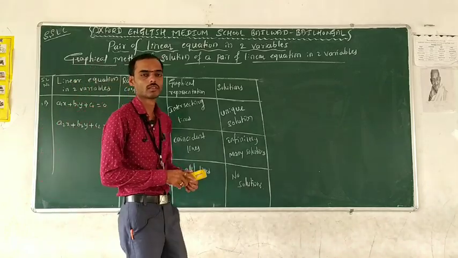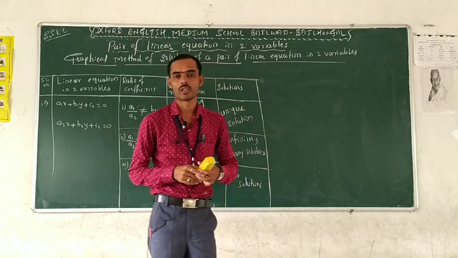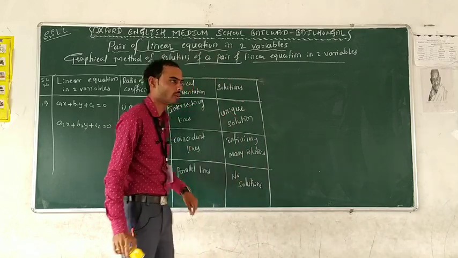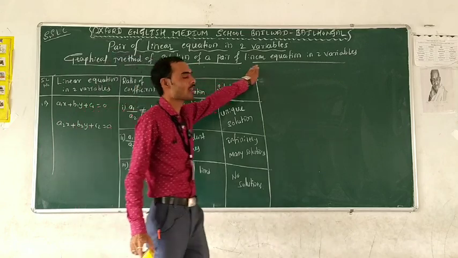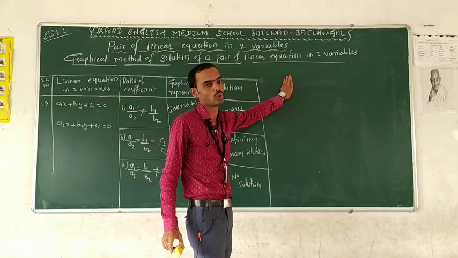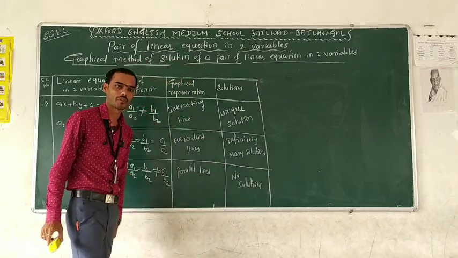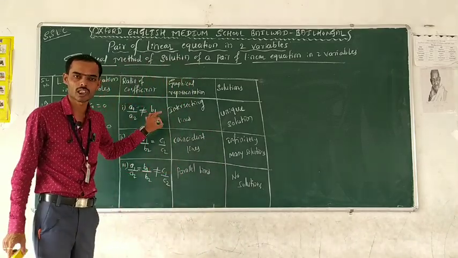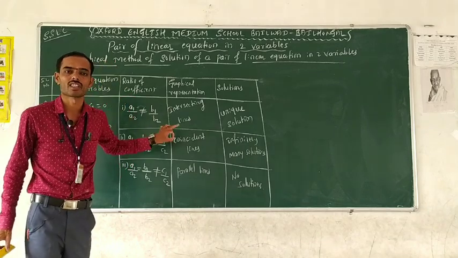My dear 10th students, in the last class we already studied the 4 methods of solving a pair of linear equations in 2 variables. In this class we have to study the graphical method of solution of a pair of linear equations in 2 variables. So what is the meaning of graphical representation or graphical method? One chart is there. This chart is very important for the examination.